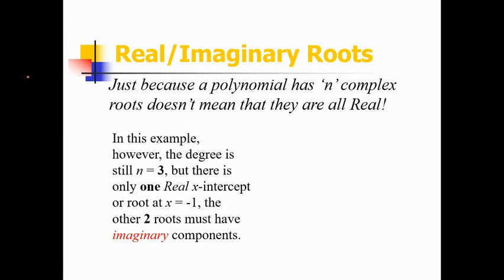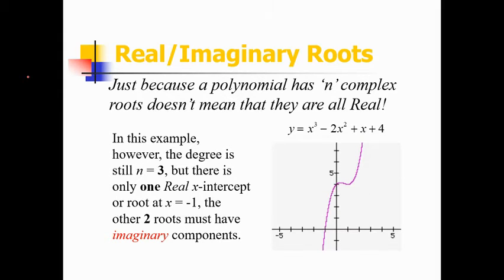However, just because a polynomial has n complex roots doesn't mean that they're all real. So in this example, the degree is still n equals 3. Okay, it's still a cubic function, but there is only one real root. And that's the x-intercept or root at x equals negative 1, because that's where it crosses the x-axis. The other two roots must have imaginary components, okay? And they're going to be where that bend in your graph is, the bend in the curve.